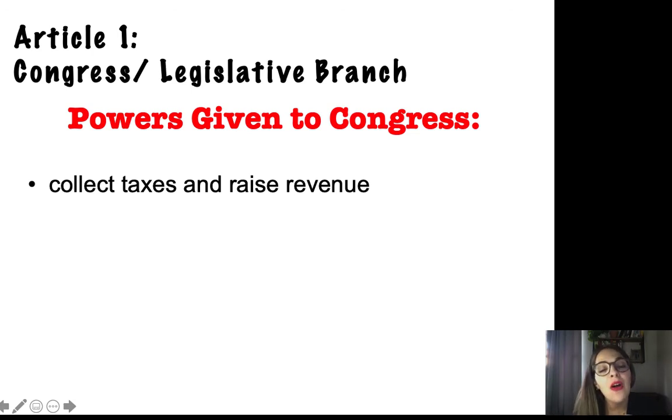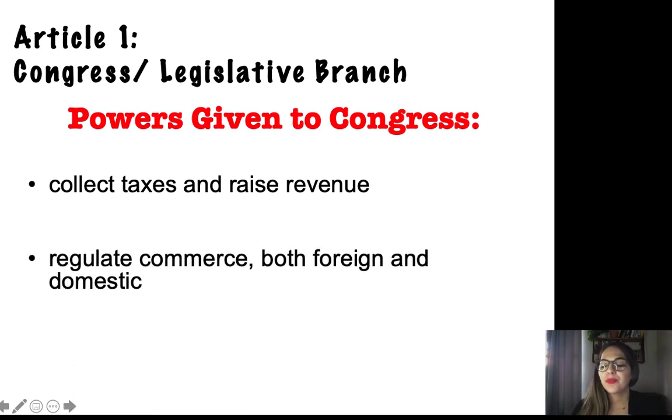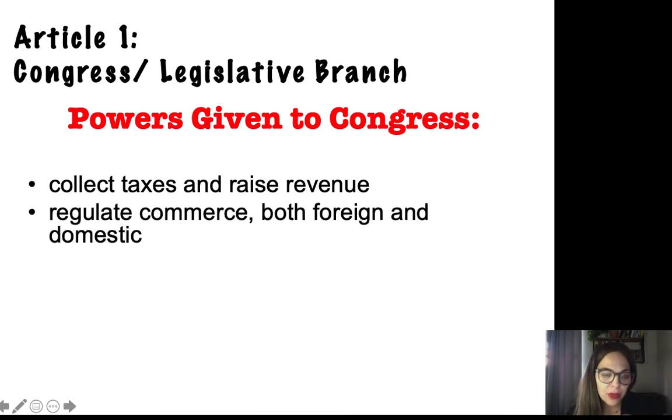So first of all, Congress can collect taxes and raise revenue. This is a huge deal because remember that under the Articles of Confederation, they couldn't do that. The states did that, but now we're talking about the federal government. They are also going to regulate commerce, both foreign and domestic. And again, this goes back to some of the problems that they experienced under the Articles of Confederation.